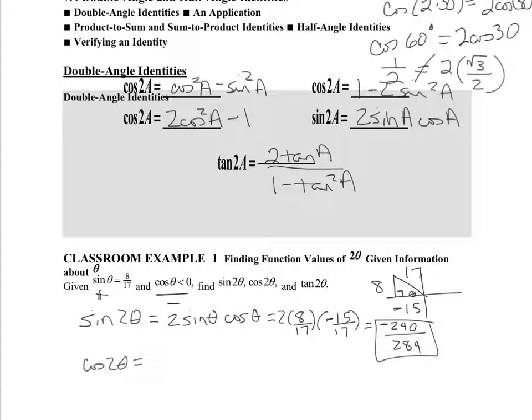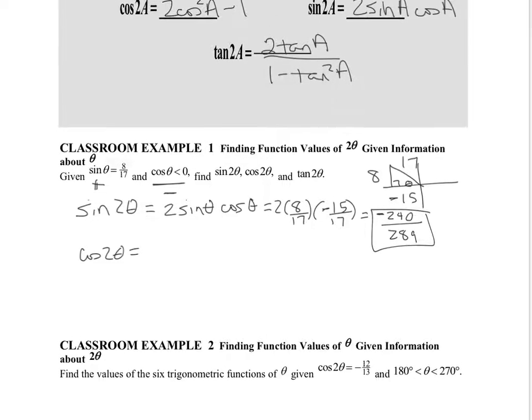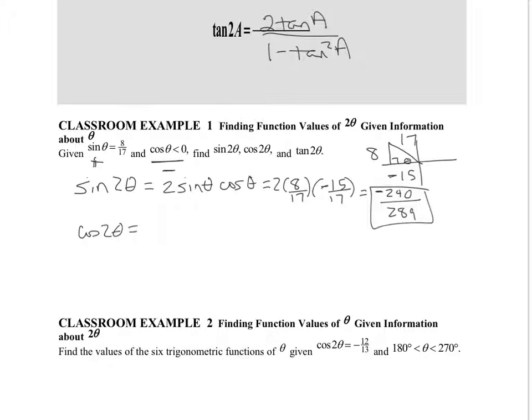You want to see what happens if we do cosine squared minus sine squared? Why not? Okay. So if I were to do cosine squared of theta minus sine squared theta, my cosine was a negative 15 over 17, so we'll square that, minus sine was 8 over 17, and we're going to square that. Okay, put that in your calculator and let's see what you come up with.